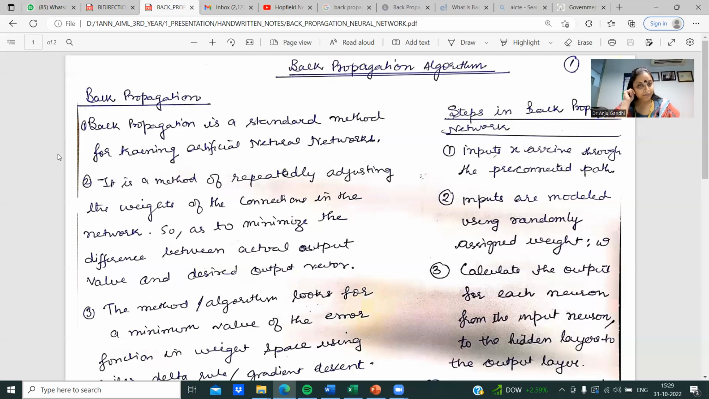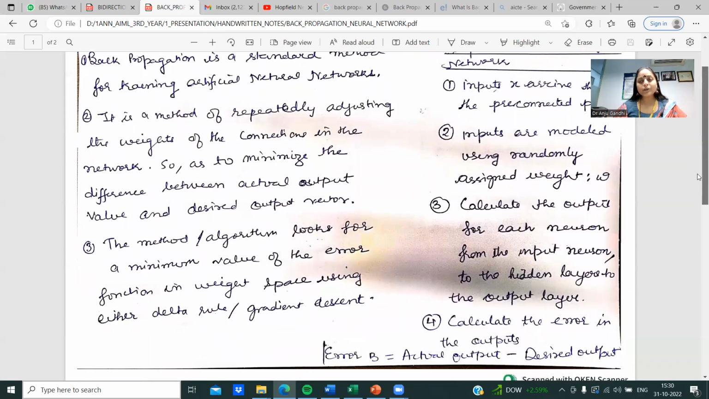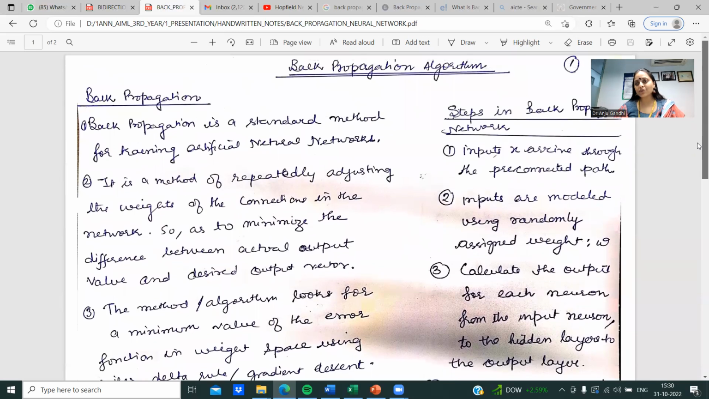We are focusing on this so as to minimize the difference between the actual output value and the desired output value. That difference is actually the error, and that is what we have to minimize. What else do we have about backpropagation? The algorithm looks for a minimum value of the error function in weight space using either a delta rule or a gradient. We can use any of the rules, but the motto is we have to reduce the error.